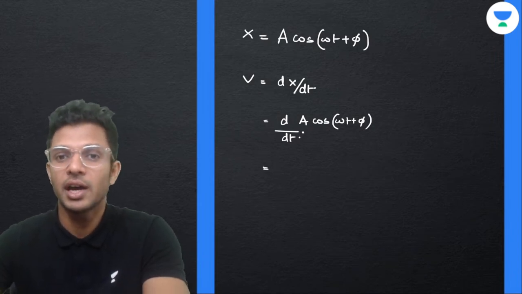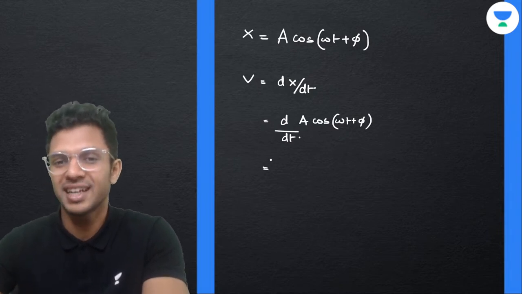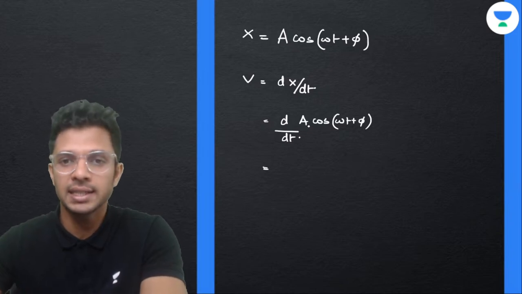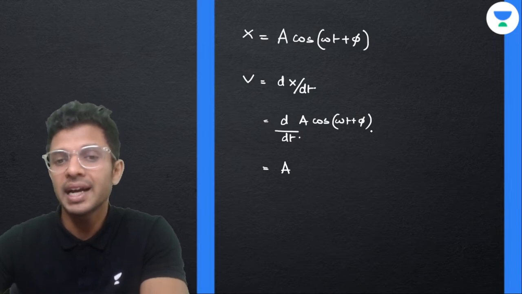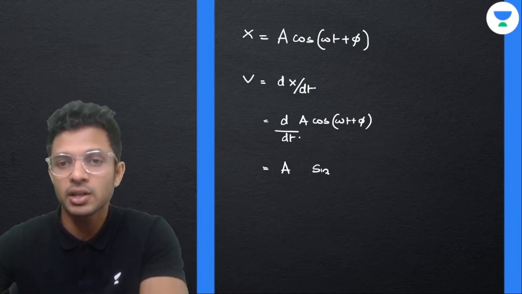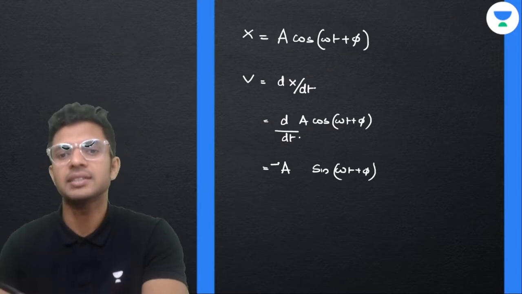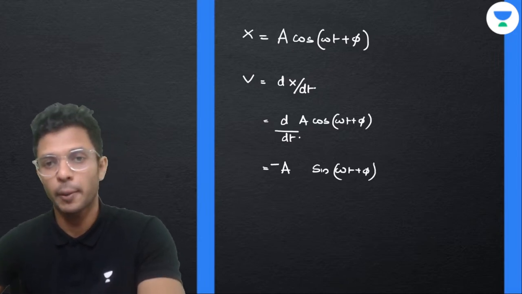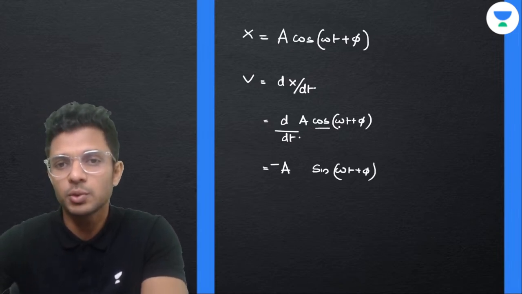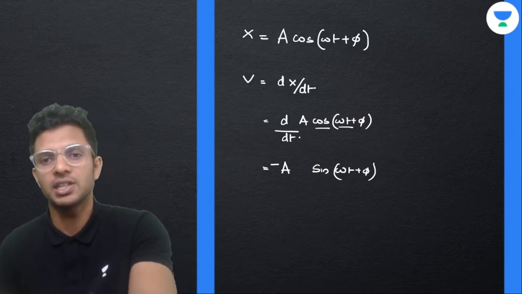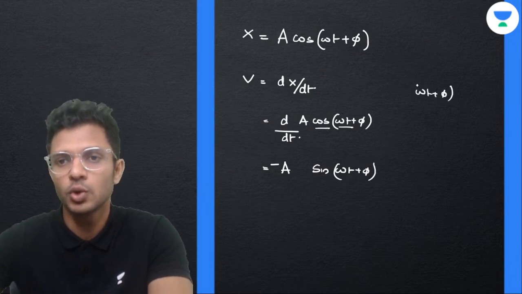Okay, now I hope you all know the differentiation, right? I am not going for that because teaching you differentiation for the time being I don't think will be a good idea. Everyone should be knowing, right? A is a constant, it will be coming outside as such. The differentiation of cos(omega t plus phi) is minus sine(omega t plus phi), since the differential of cos is minus sine. Now, after differentiating the exterior function, the rule is that we then have to differentiate the internal function, omega t plus phi. That is the rule of differentiation.